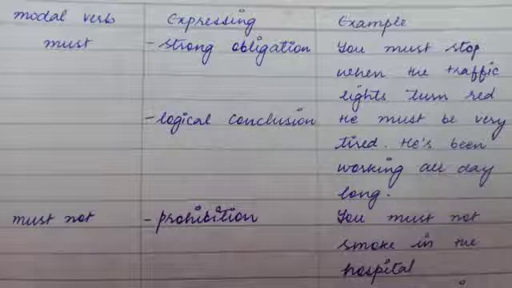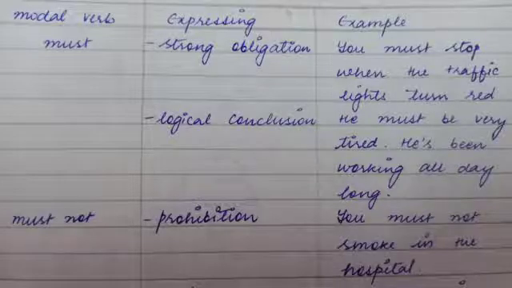Next modal verb is must not. Now where is must not used? It is used in case of prohibition. Prohibition means to stop someone from doing something. For example, you must not smoke in the hospital. So nobody is allowed to smoke in the hospital. So we are stopping somebody from doing that thing.